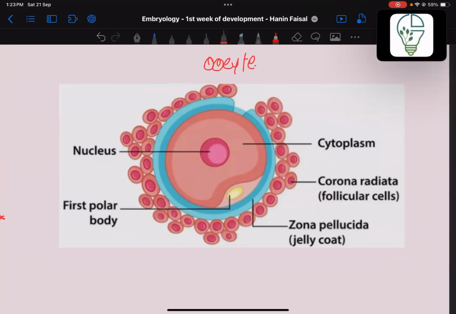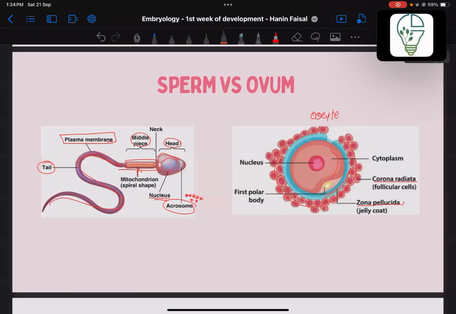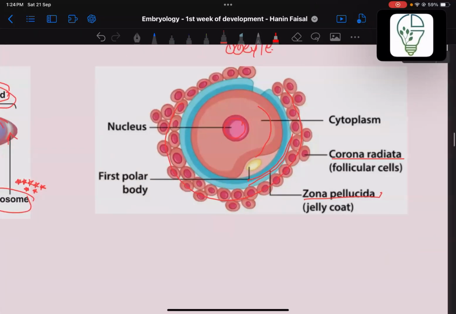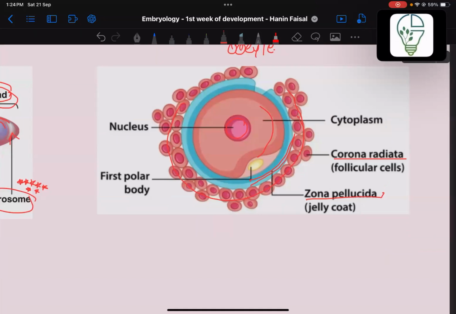Let's go from outside. You're going to have a layer of cells, and this layer of cells is called the corona radiata. And then you're going to have a jelly coat, which is called the zona pellucida, and then you're going to reach into the cytoplasm, which has the nucleus. So again, a quick recap. The sperm, you have a tail, a middle piece, a head, and this head has a nucleus and an acrosome. While the oocyte, you're going to have a layer of cells, which is the corona radiata, and then you're going to have the zona pellucida, and then the nucleus and the cytoplasm.